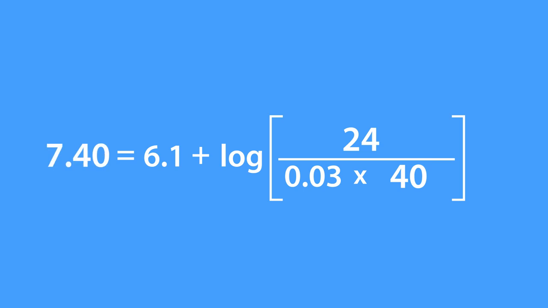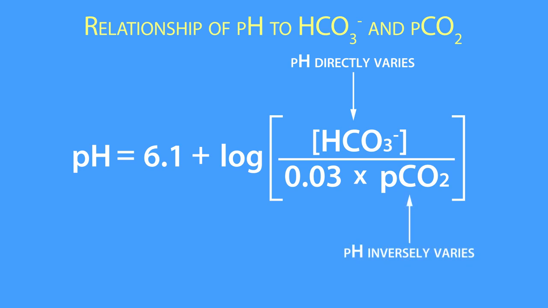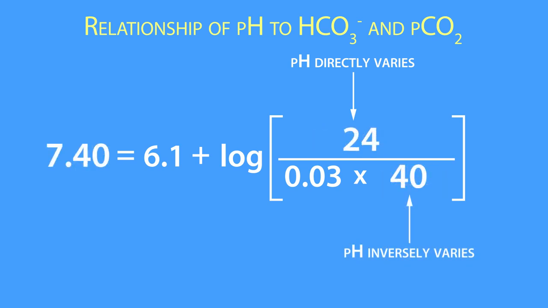Let's finish up with these important takeaways about the Henderson-Hasselbalch equation. First, the equation shows that pH directly varies with the plasma bicarbonate and inversely varies with partial pressure of CO2. This means that changes in pH, which are due to variations in plasma bicarbonate or partial pressure of CO2, can be corrected by changing the other variable.